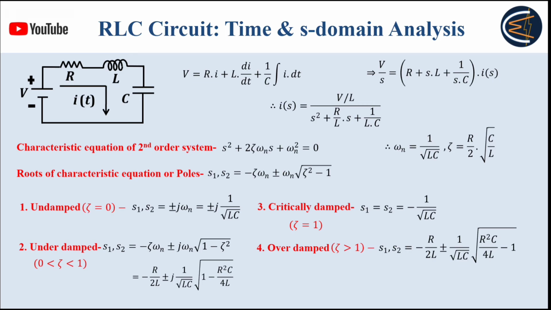If you further increase your zeta, that means the resistance, you will enter an overdamped situation. That means zeta is greater than 1. And here, as you can see, both the poles are completely real, and they are not the same, but they are real. So this is the mathematical analysis of the RLC series circuit.